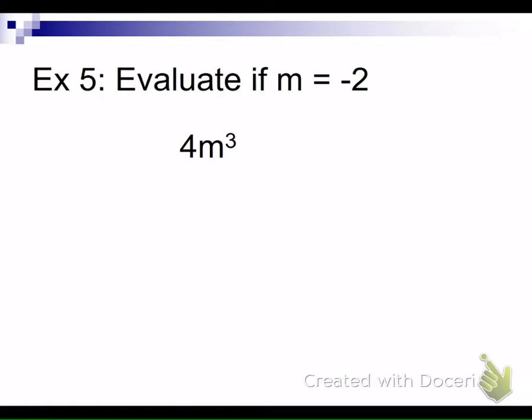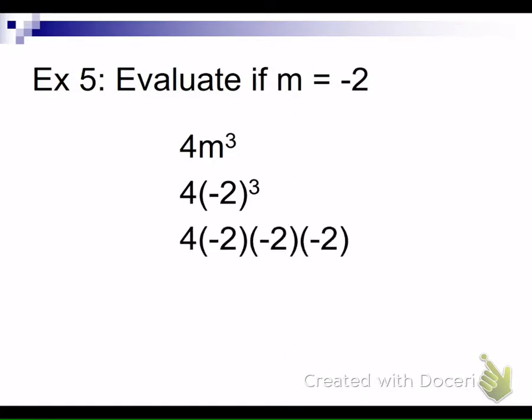So this is 4 parentheses negative 2 to the third. If you didn't put the parentheses, it might look like 4 minus 2 to the third, which it's not. So be very careful here, okay? Parentheses around the negative 2 means that the negative is also being taken to the exponent. So it's negative 2 times negative 2 times negative 2. Negative 8 times 4 is negative 32. Very good. Questions?